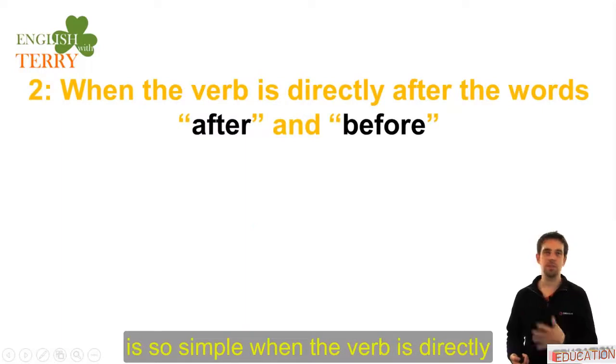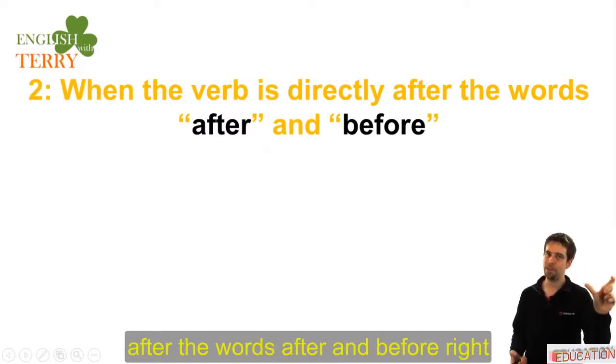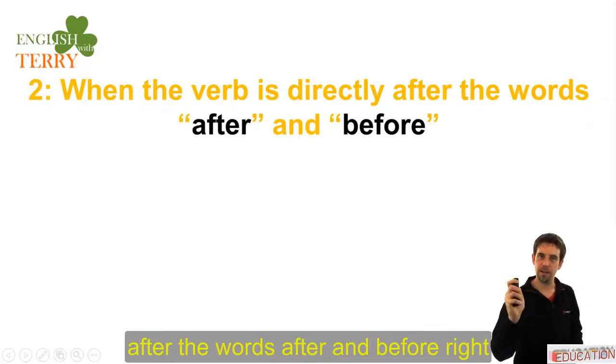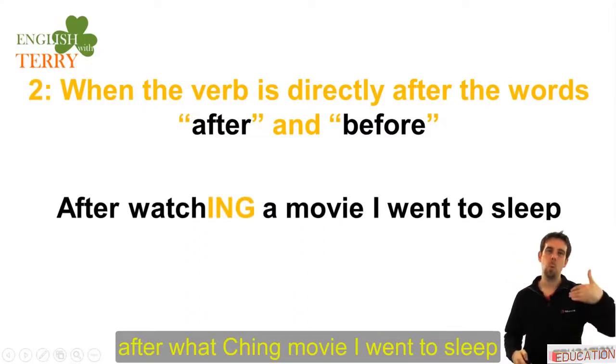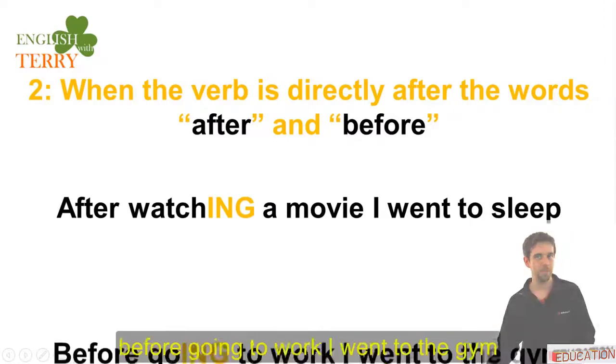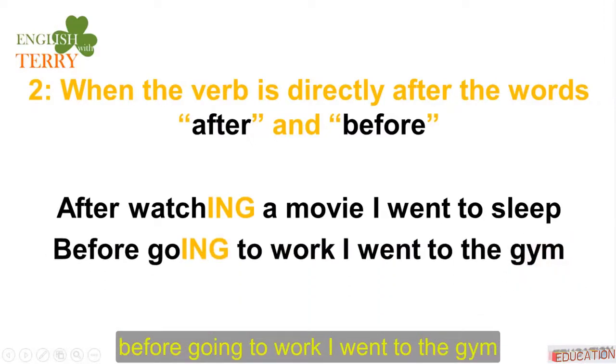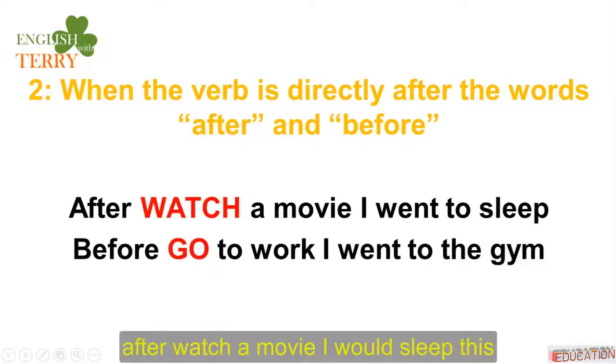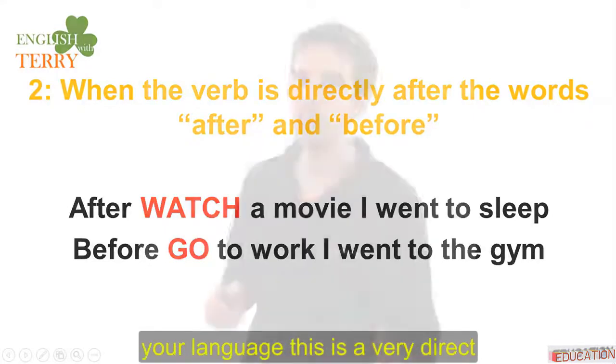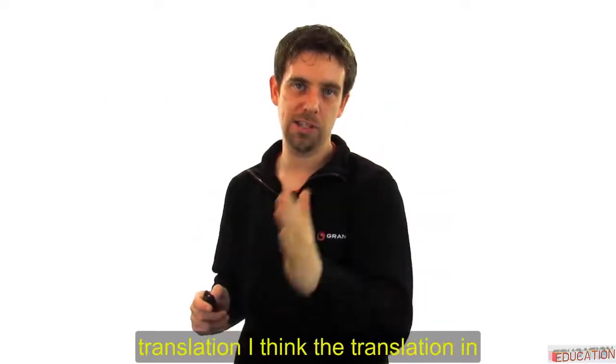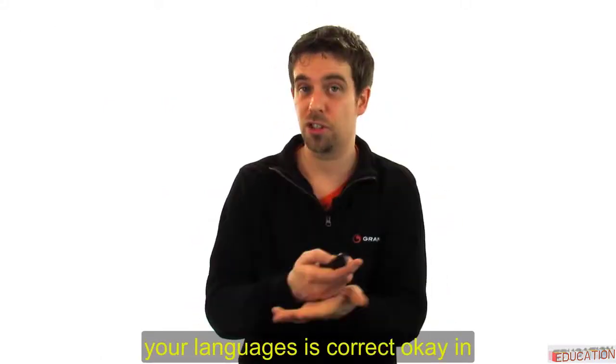The second one is so simple. When the verb is directly after the words after and before, right? After watching a movie, I went to sleep. Before going to work, I went to the gym, right? It's so simple. After watch a movie, I went to sleep. This is wrong. Before go to work, right? But in your language, this is a very direct translation. I think the translation in your language, this is correct, okay?